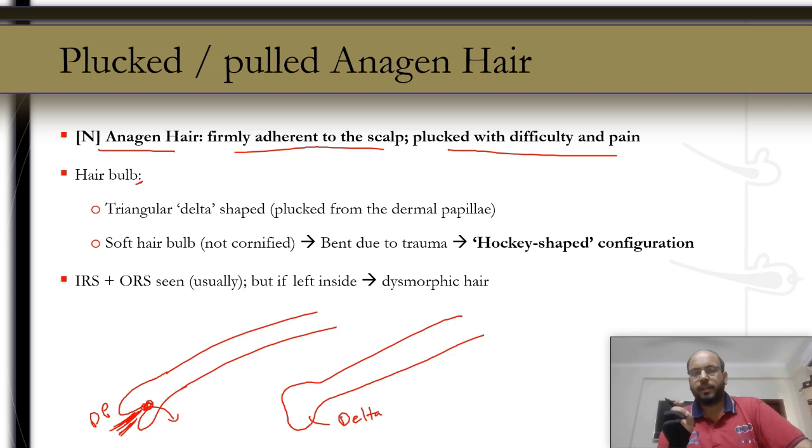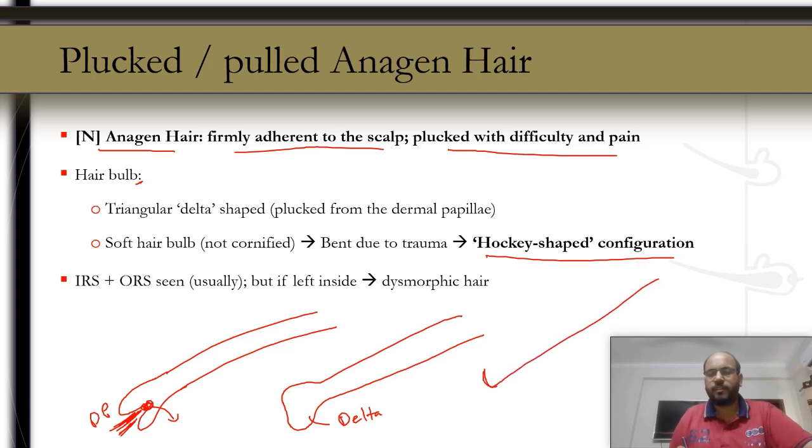If the hair bulb is soft, that means it is not cornified yet. It's a newly growing anagen hair, so it is bent due to trauma. The trauma of forcibly plucking the hair shaft bends the hair bulb and you get a hockey-shaped or J-shaped configuration like this. At the end, you see a hockey-shaped configuration, and this is a feature of a plucked anagen hair. Hockey shaped.